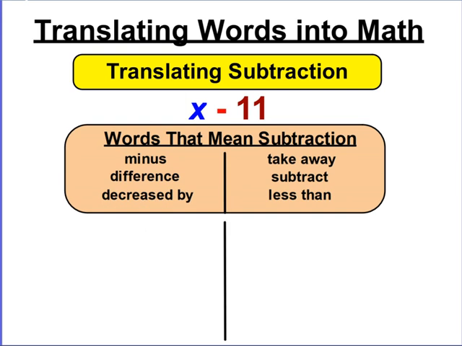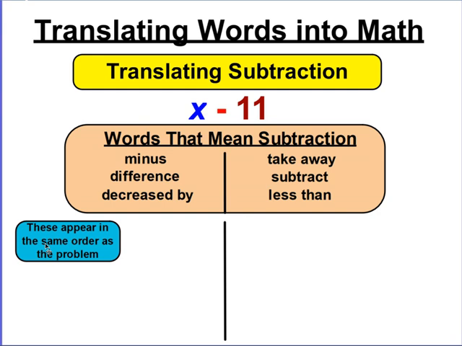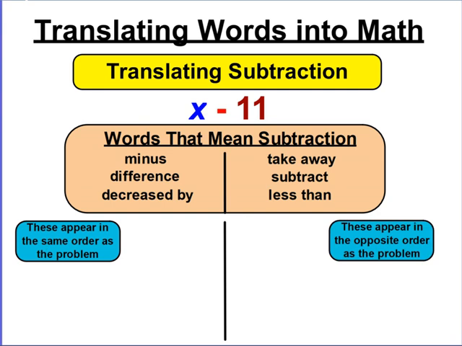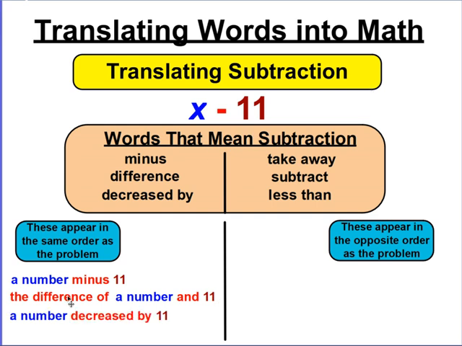Okay, so I'll show you on both sides. So these ones appear in the same order as the problem. And the ones on the right, as I mentioned earlier, will appear in the opposite order. So on the left side, we have a number minus 11, blue, burgundy, just like the problem on the top. We have the difference of a number and 11, so blue and burgundy. And then we have a number decreased by 11, again, blue and burgundy.